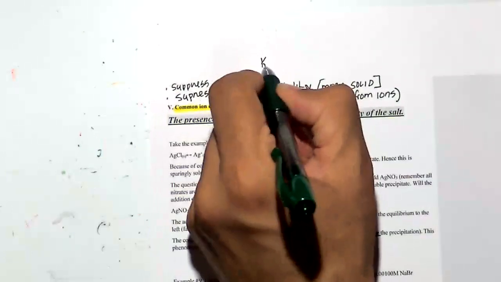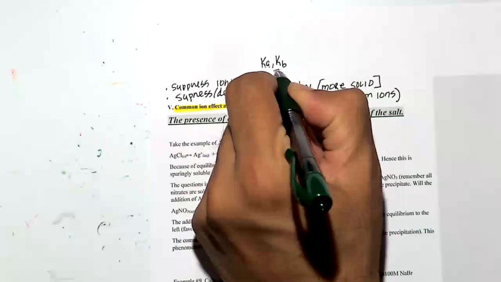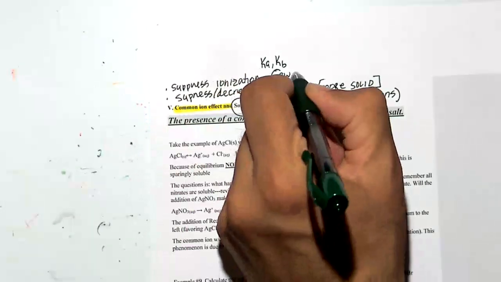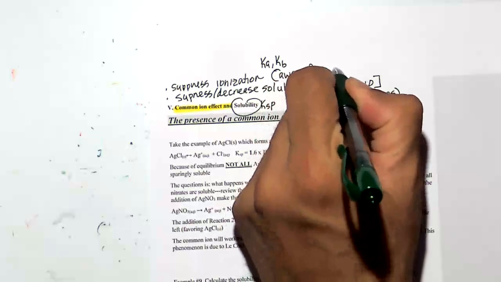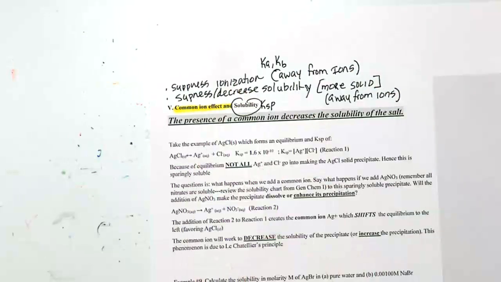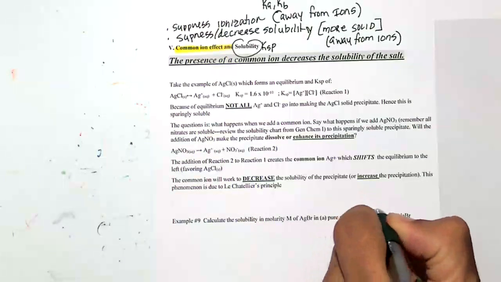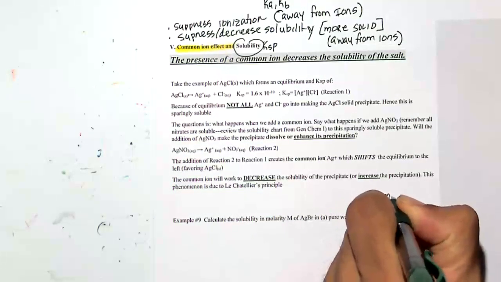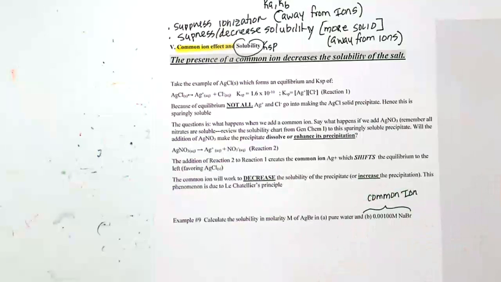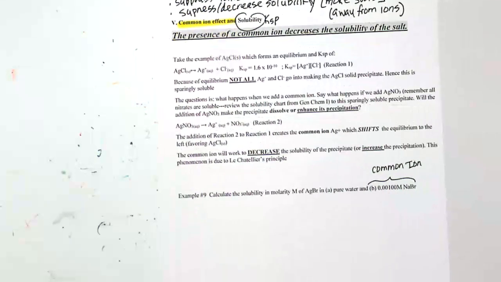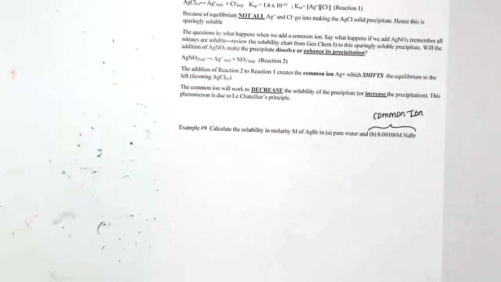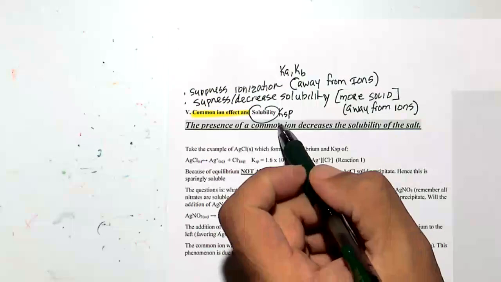Same thing if you're dealing with Ka or Kb types of problems: we expect the shift with the common ion to be to the side away from ions. So let us do a problem as before, but this time in part B, we will have a common ion. This illustrates the common ion effect and its role in Ksp.